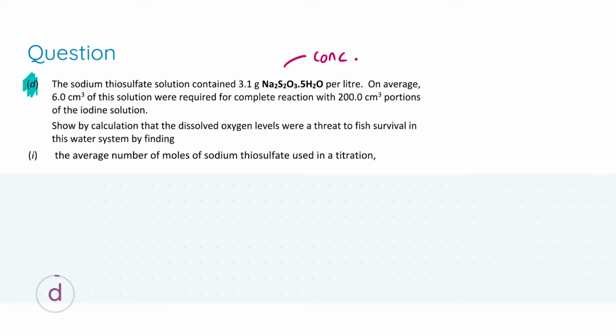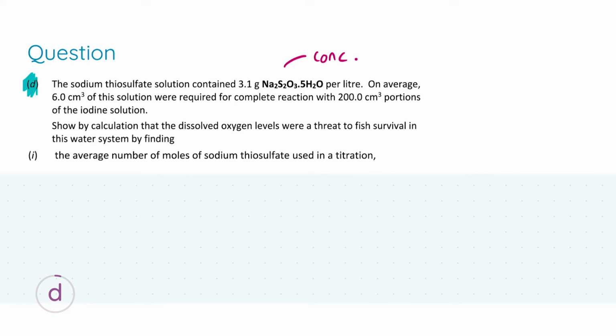So on average, we have 6 centimeters cubed of this solution required for a complete reaction with 200 centimeter cubed portions of the iodine solution. We are then asked, show by calculation that the dissolved oxygen levels were a threat to fish survival in the system by finding, and then we have several bits of information to find in the following parts, so we should get straight into part I here.